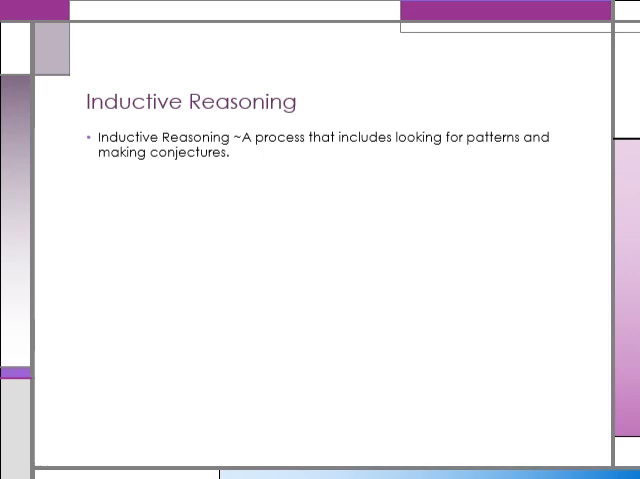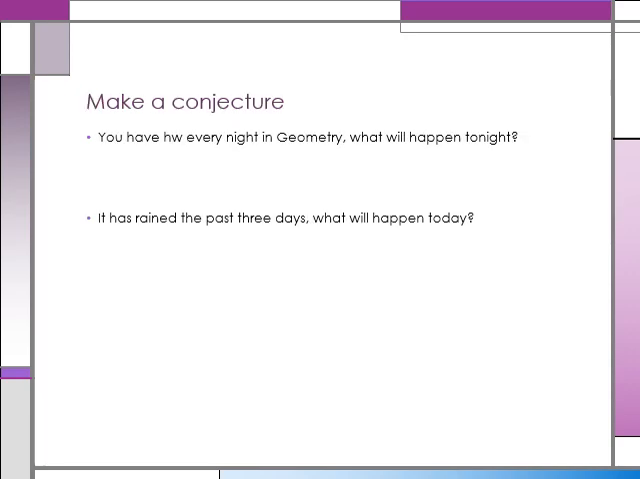Inductive reasoning is just a process that includes looking for patterns and making conjectures. So what's a conjecture? A conjecture is an unproven statement that is based on observations. For example, if you have homework every night in geometry, what's going to happen tonight? Well, you should expect that you will have homework.